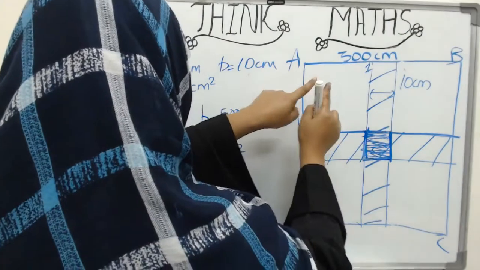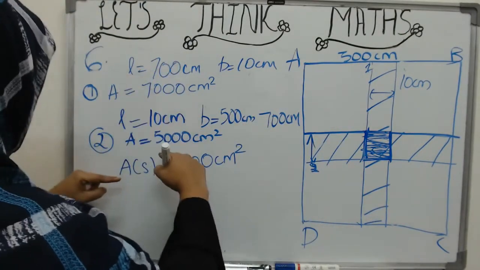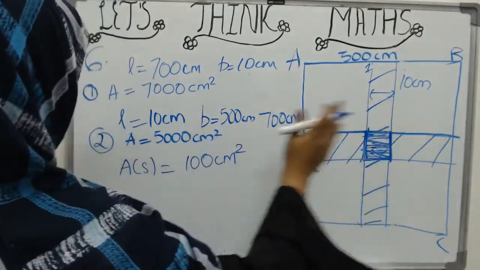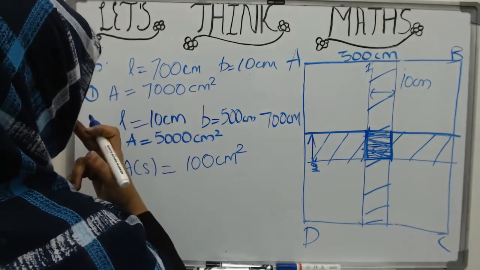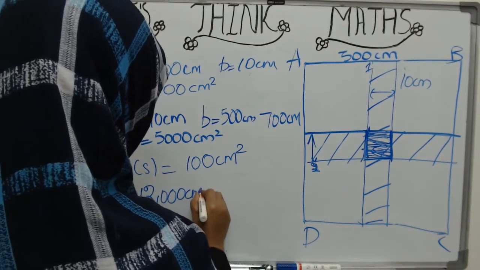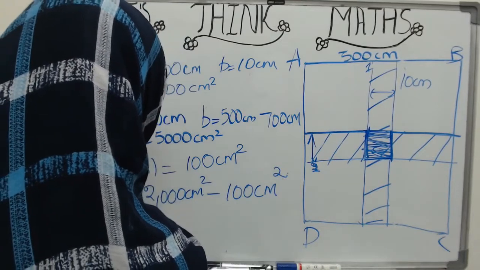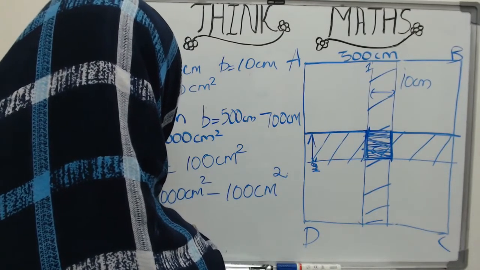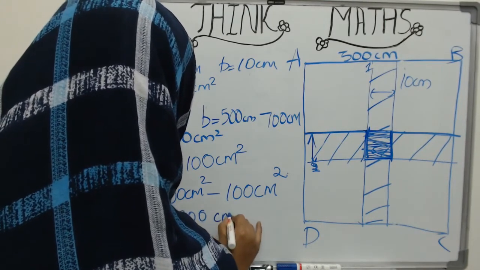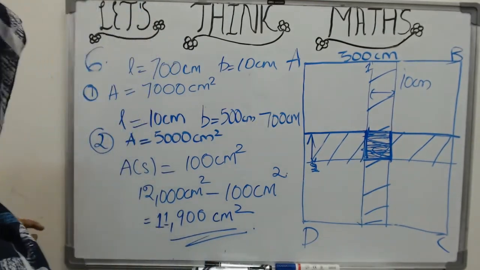So together the roads, one road is 7,000, the other is 5,000. Add both of them and subtract this overlapping area, where it is overlapped, subtract that. So together 7,000 plus 5,000 would be 12,000, and from that subtract 100 centimeter square, and that would be, this is the answer.